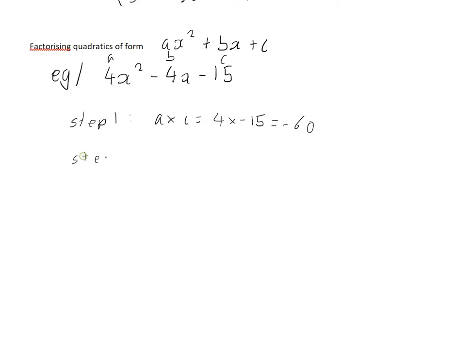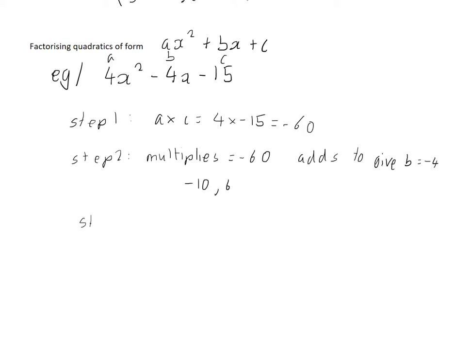Step 2. What multiplies to equal negative 60 and adds to give b, which in this case is equal to negative 4? So what adds to give negative 4 and multiplies to give negative 60? Have a think through that, see if you can come up with them. The factors are negative 10 and 6, which multiply to give negative 60 and add to give negative 4.